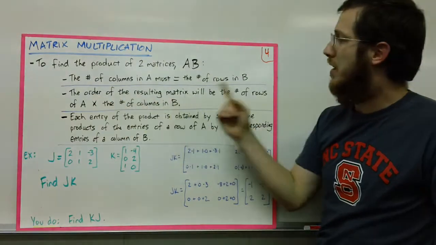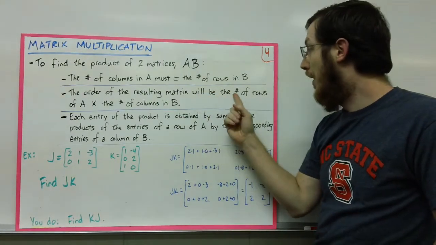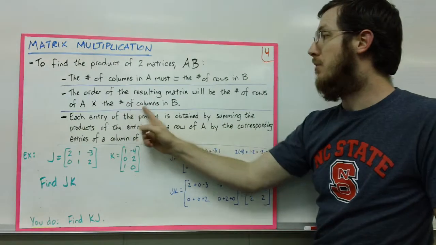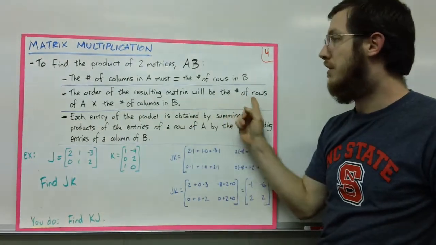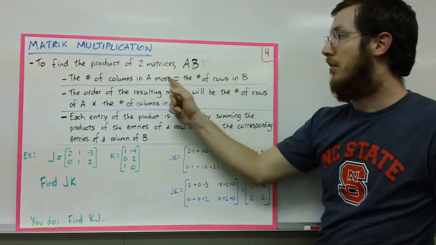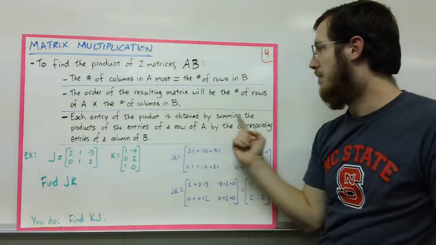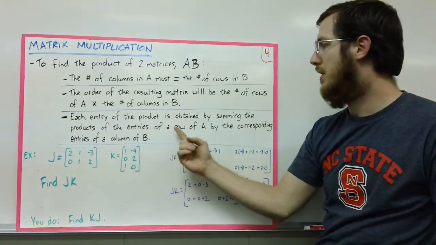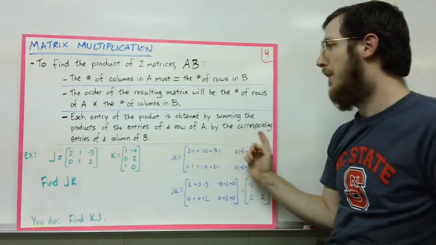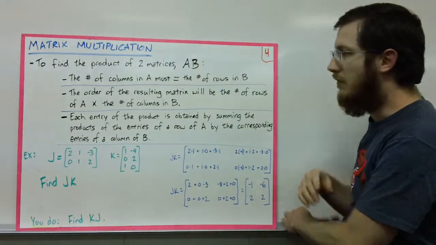The order of the resulting matrix is going to be the number of rows of A by the number of columns of B. So notice these are the 2 parts of our dimensions that we did not check in our first part. Each entry of the product is obtained by summing the products of the entries of a row of A by the corresponding entries of a column of B. So let's look at an example.